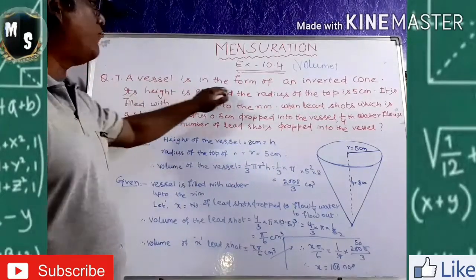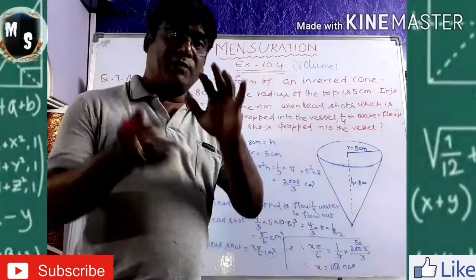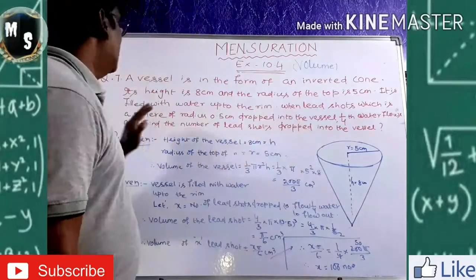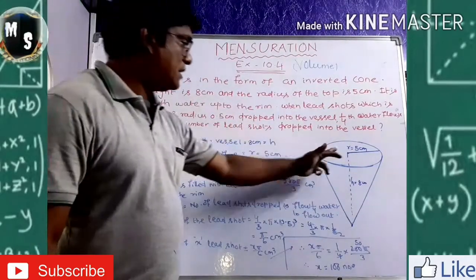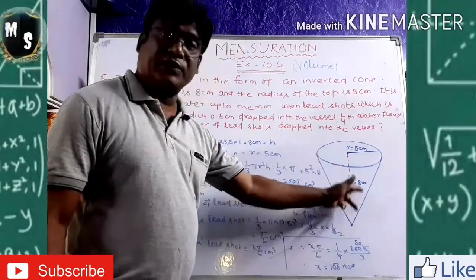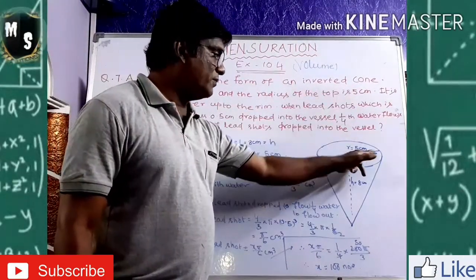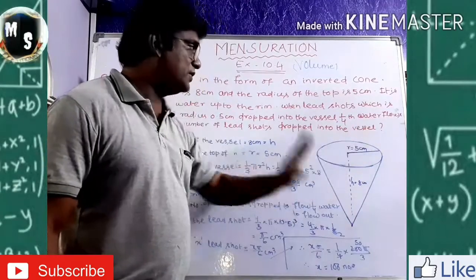A vessel is in the form of an inverted cone. So it is an inverted cone. It is like a vessel. Its height is 8 cm. The actual height of the cone is 8 cm. I put it 8 cm. And the radius of the top is 5 cm. I hope you understood this.